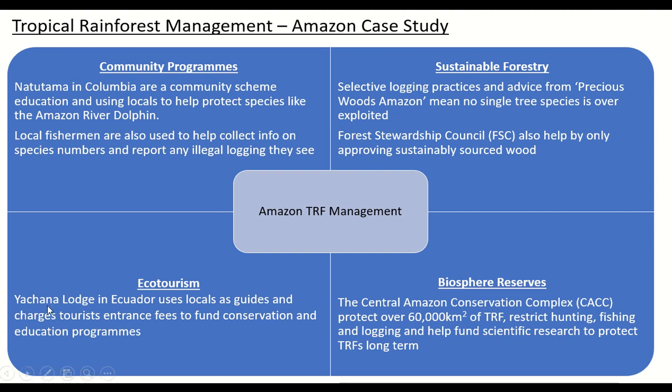So in the Yacana Lodge in Ecuador, they use locals as guides, and they charge tourist entrance fees to fund conservation and education programs. And sometimes they just get the tourists to come in and build fences and help feed orphaned orangutans and things like that. So there's all sorts of ways that you can manage the rainforest, still make money from it, but hopefully not completely destroy it altogether. So that summarises rainforests.